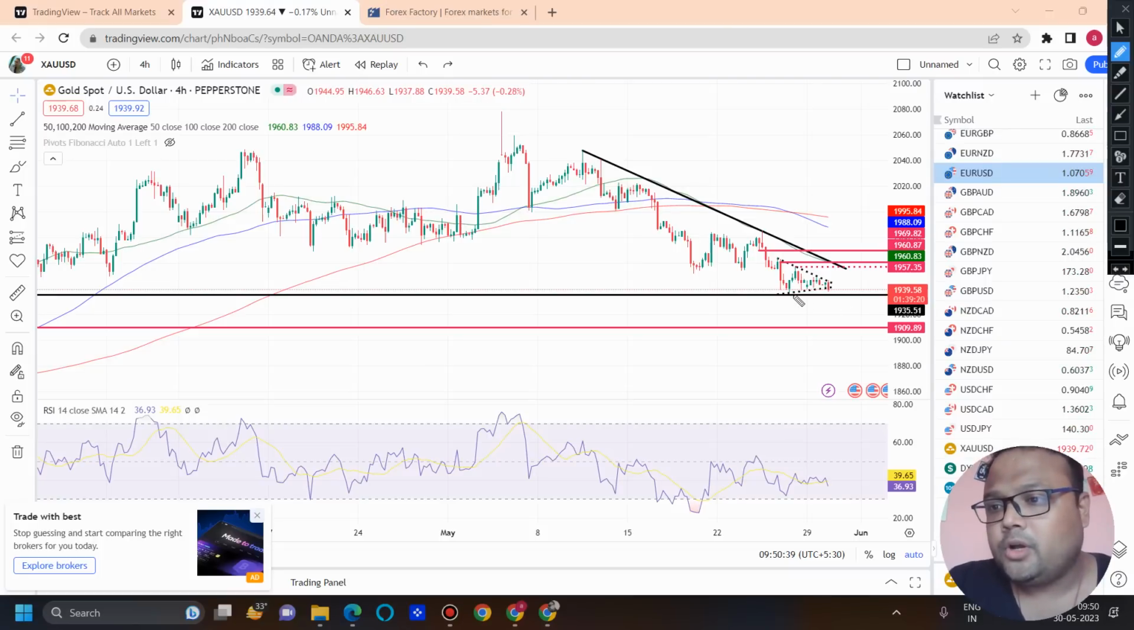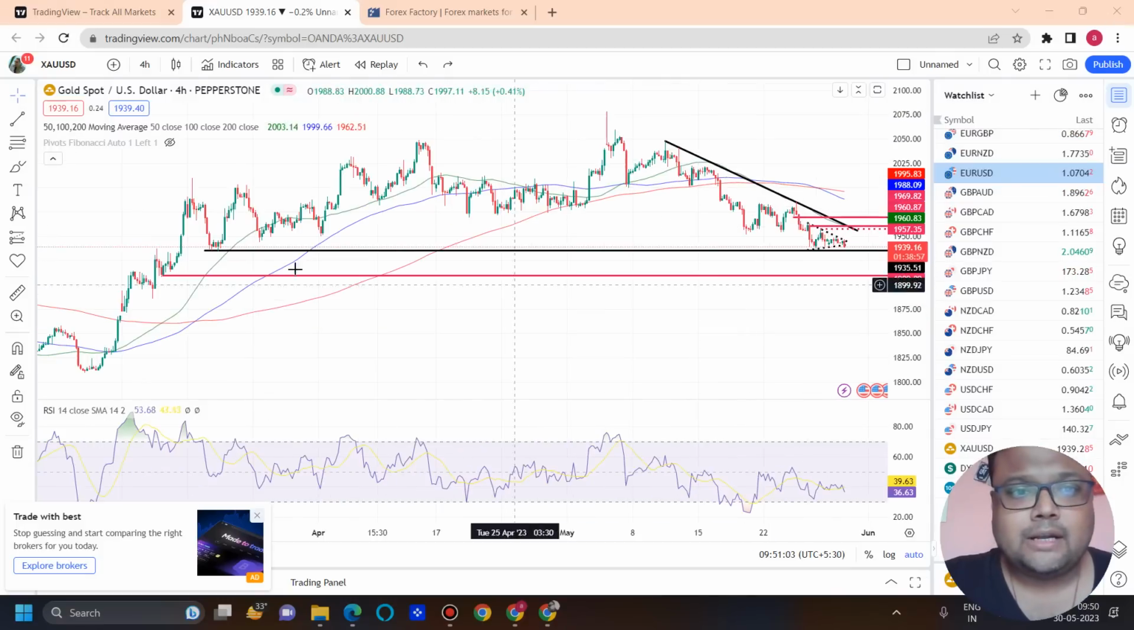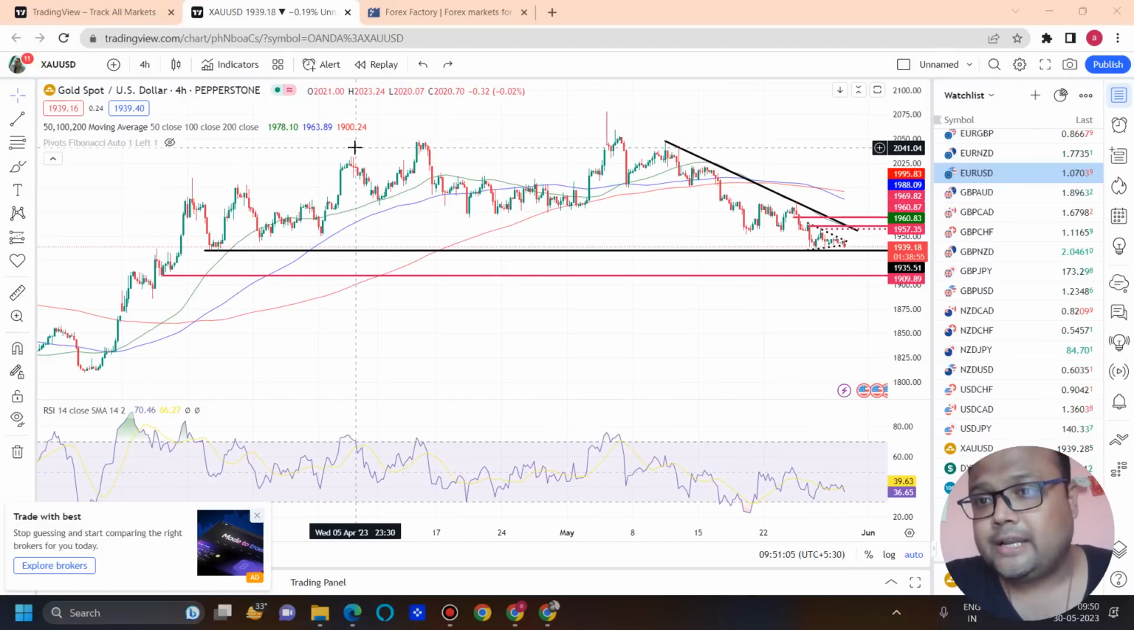As I have already mentioned in my previous videos, if the market breaks this particular support here, we do not have any immediate support, so there can be a big fall. If not a straight line, at least you can expect that the market will be heading towards the next support level of 1909, 1910.